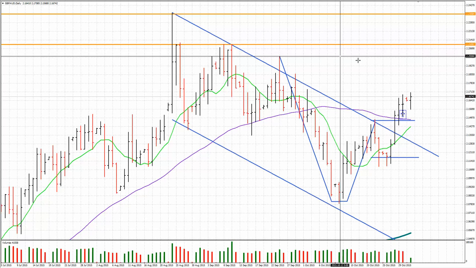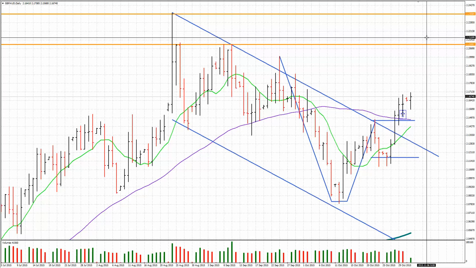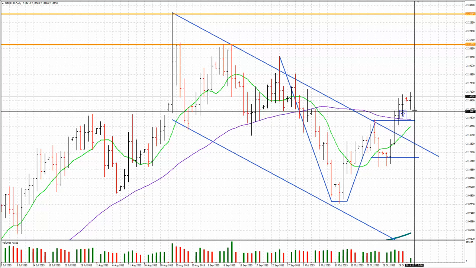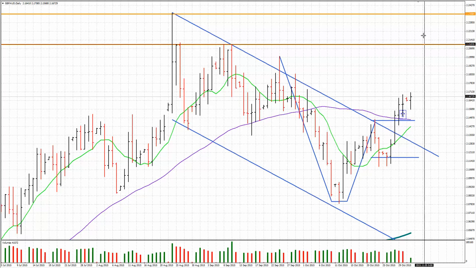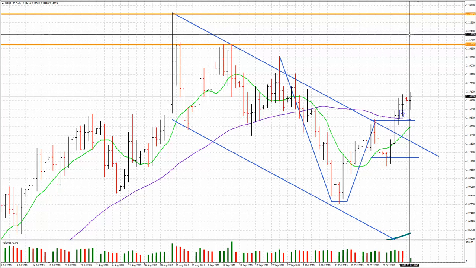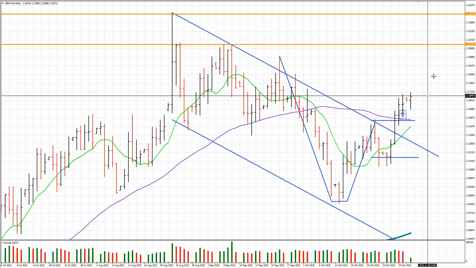So I want to go for at least a 1-3 ratio, 1-5 ratio, and that means that since I have the risk of 5% here, I want to catch about a 15-20 to 25% return.